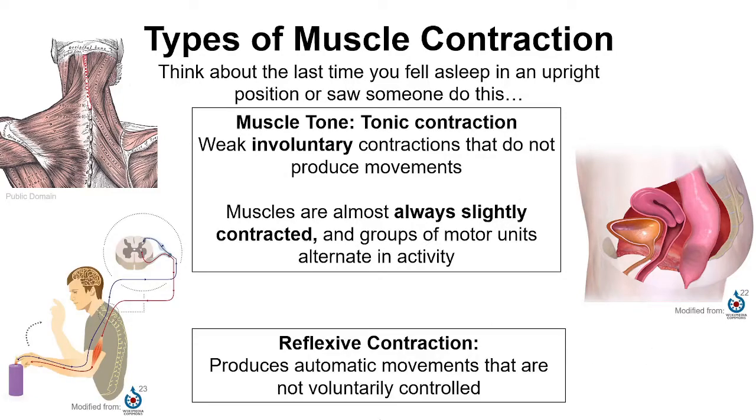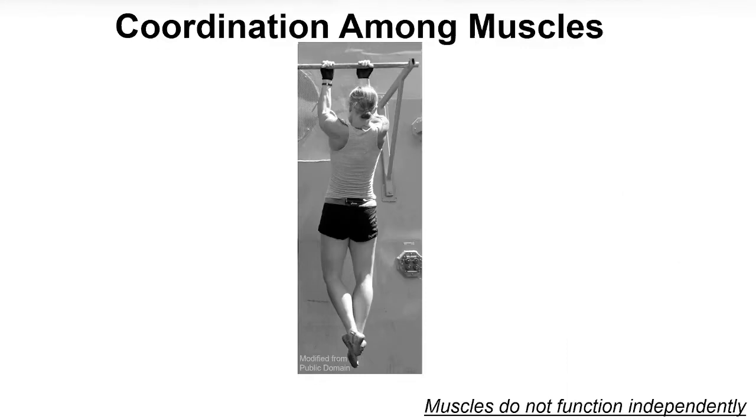One other type of contraction you talked about a lot with Dr. Sullivan in the neurosequence. A sensory neuron to the spinal cord says, hey, that's hot, and a motor neuron triggers the appropriate muscles to move your hand off that stove, all before this reaches your consciousness. Now, as we talk about muscle actions, keep in mind that these muscles do not function one at a time. So each movement requires a complex of muscles performing different types of contractions.